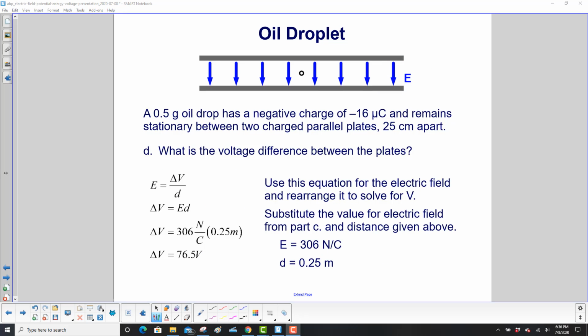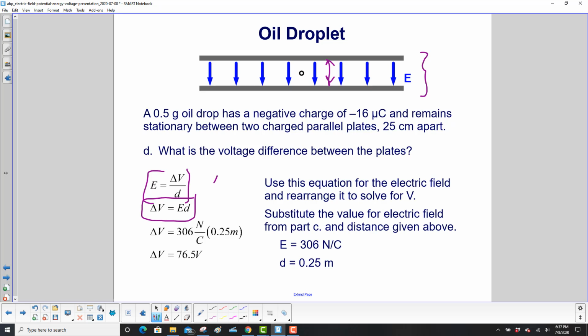What is the voltage difference, or delta V, between the plates? One of my favorite equations. E equals delta V over D. And that only applies for a parallel plate configuration where D is going to be this distance. It's a distance between the plates. And it's my favorite because delta V equals Ed. And I know somebody named Ed.